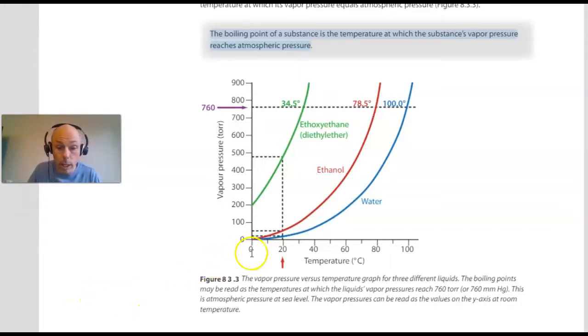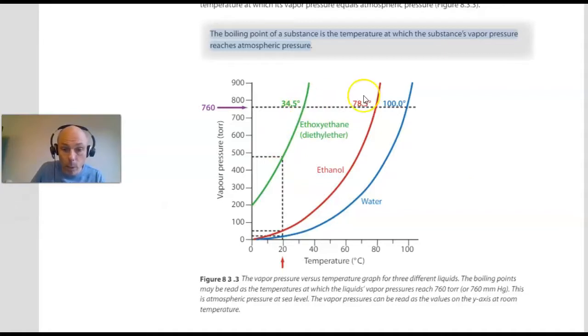We're also seeing, as we know, that as the temperature of any substance increases, its vapor pressure also increases. And it's a nonlinear increase. As the temperature goes up, so does the vapor pressure, but it's nonlinear. The final feature of this that's important is the definition, once again, of the boiling point. The boiling point of a substance is the temperature at which the vapor pressure equals the atmospheric pressure.